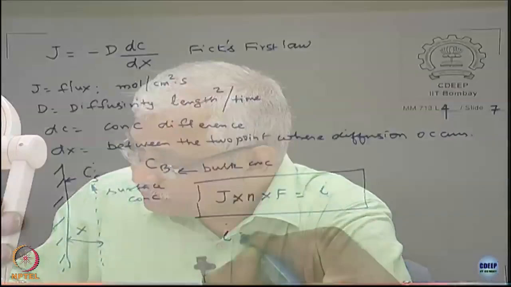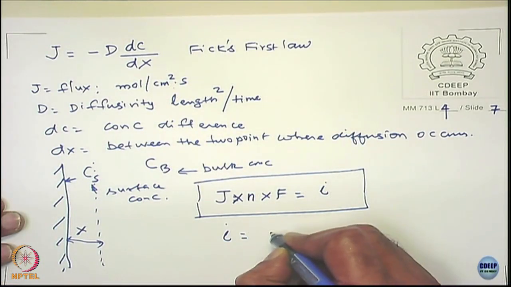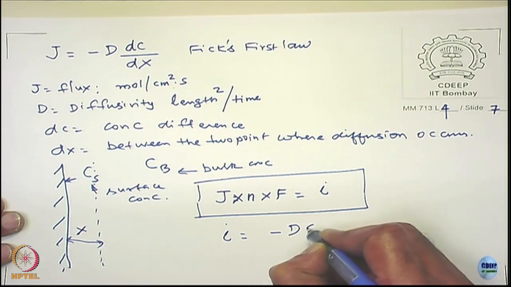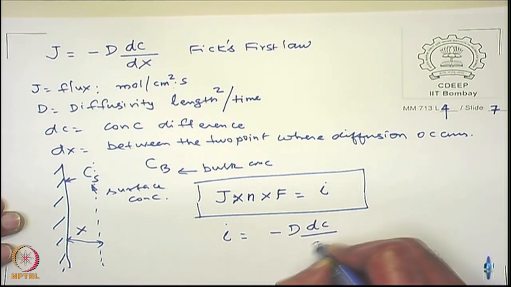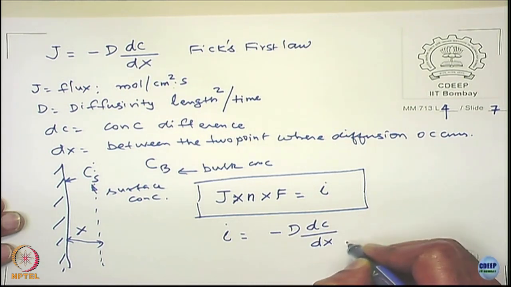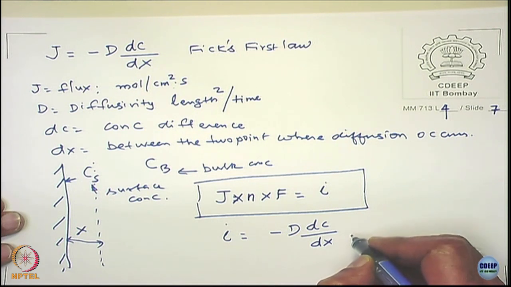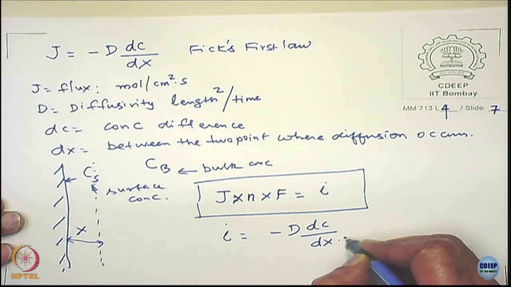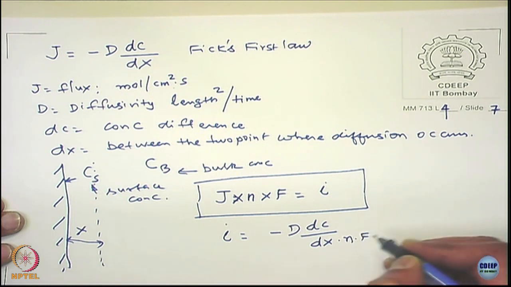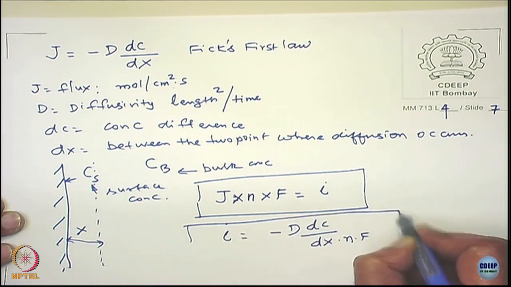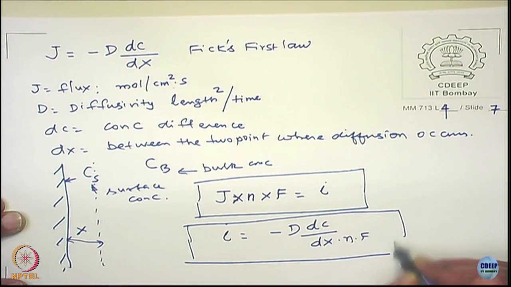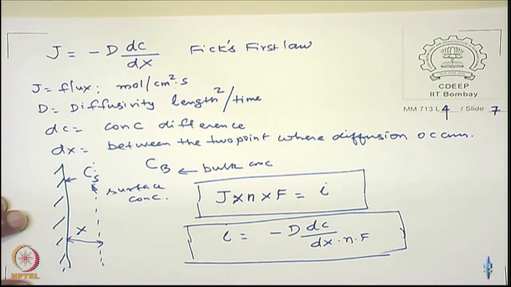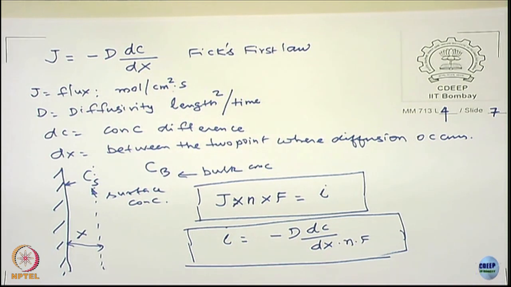So, what happens? I is equal to minus d dc upon dx, n into F. Is it a difficult equation or?